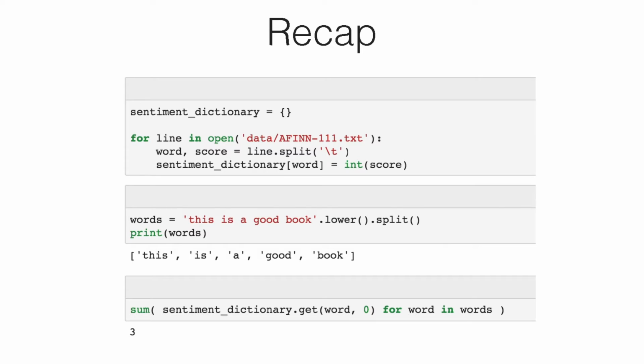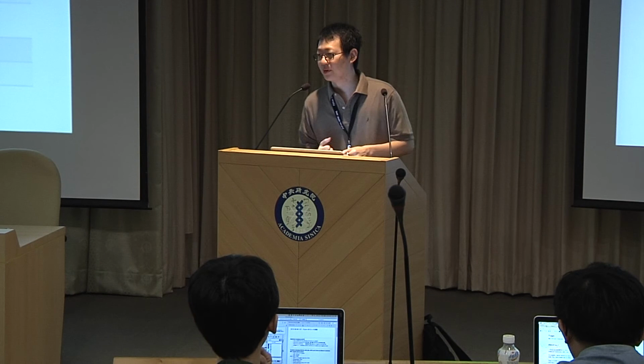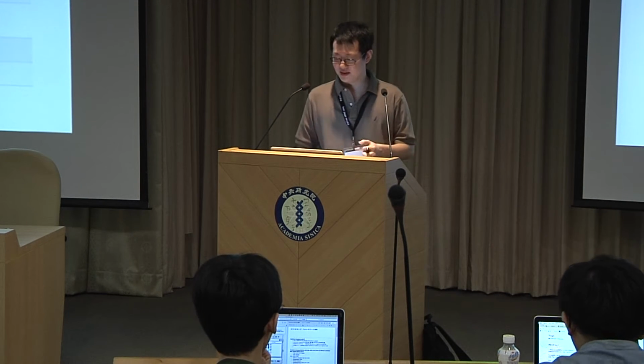Okay, this is a quick recap. First thing to do is to build a sentiment dictionary. This is from a dictionary other people provide. The second is to split your sentence into words. And the last is to compute the score for your sentence.